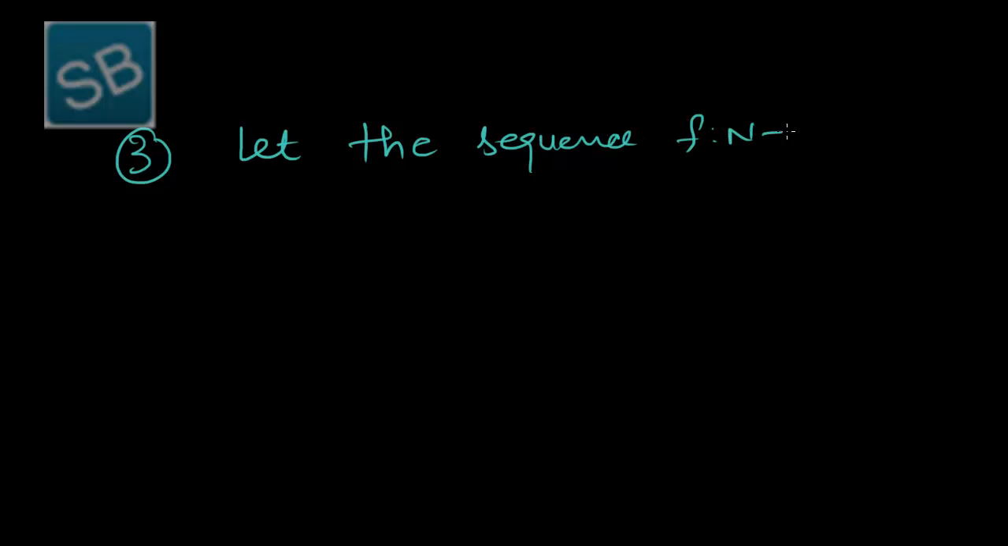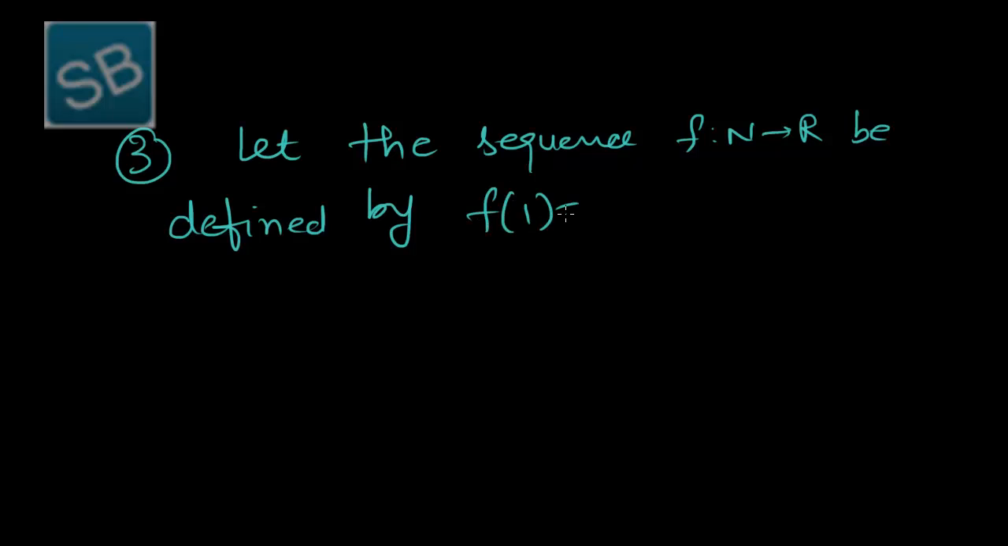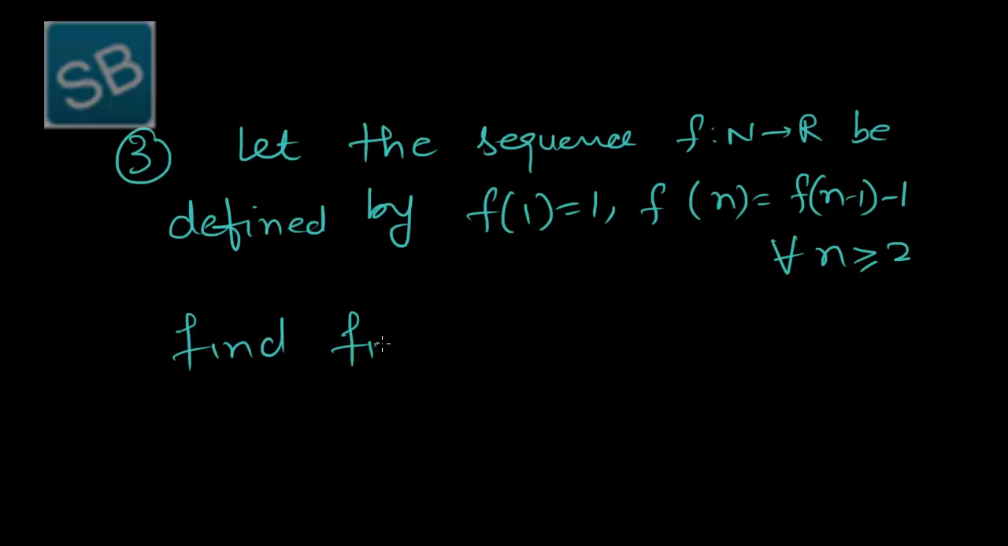Now the next problem, which is based on sequence, is: let the sequence f of n be defined by f of 1 is equal to 1 and f of n is equal to f of n minus 1 minus 1 for all n greater than or equal to 2. Then find first 5 terms of the sequence.